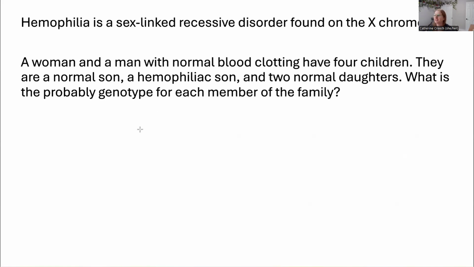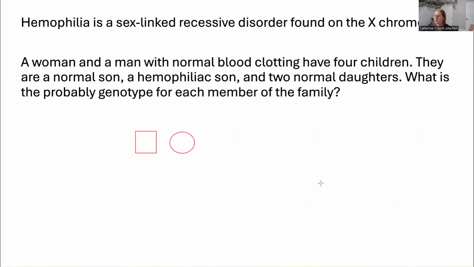All right, so we have a man with normal blood clotting. He's going to be a square. And we have a woman with normal blood clotting. She's going to be a circle.